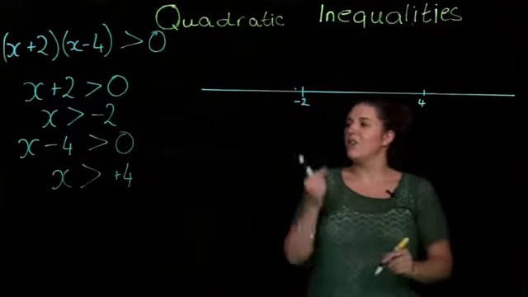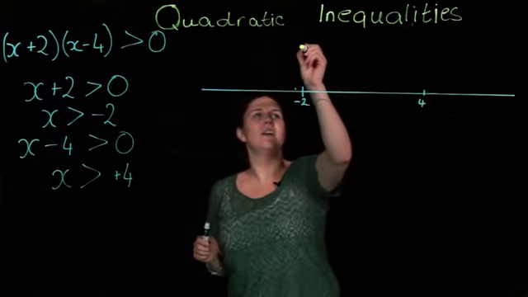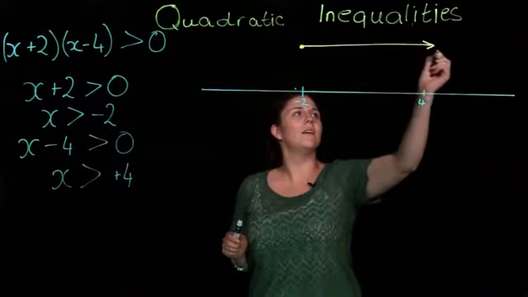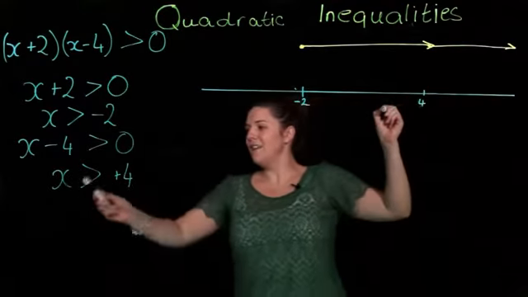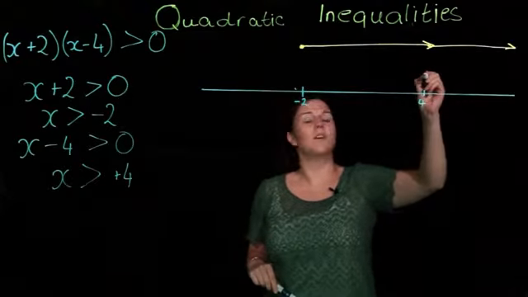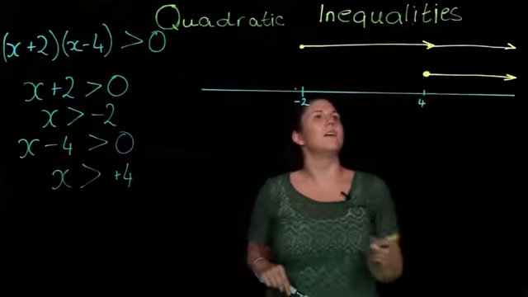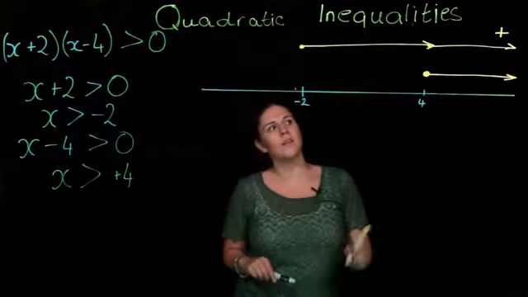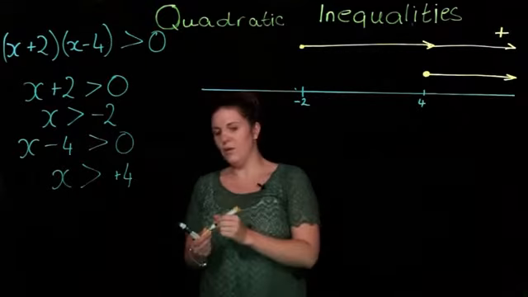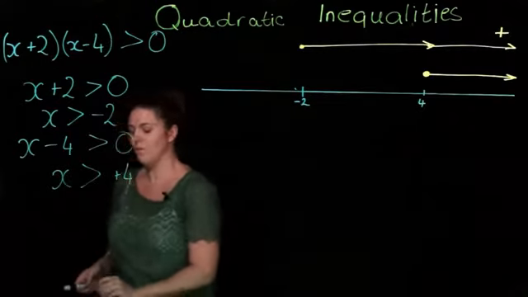So x greater than minus 2 would mean that we'd start here and it'd be all this way, continuing on. And then x greater than plus 4, we'd start here and we'd continue on here. So this yellow represents the positive. And we're going to do the negative solution, and we'll look at that again.